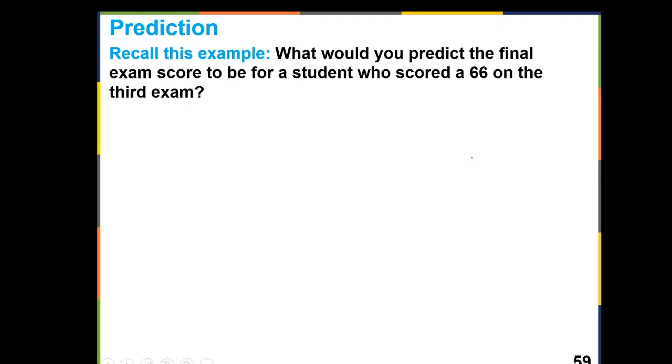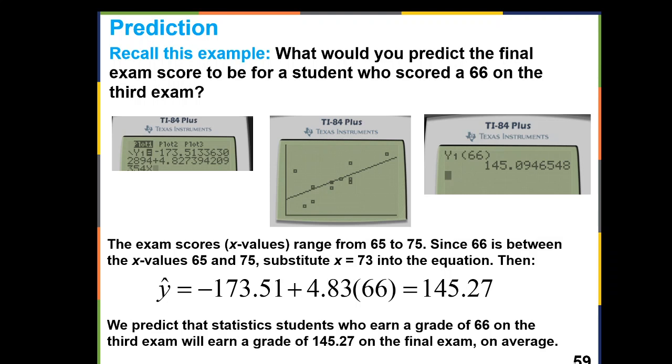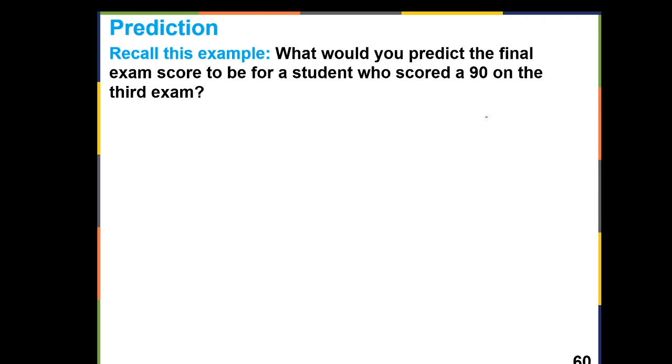So that's prediction. Now, what about 66? Well, we do the same thing. We just put 66 in there, and our prediction for somebody who makes 66 is 145. That's the idea. Now, what about 90?